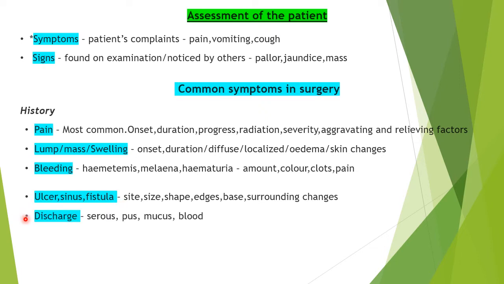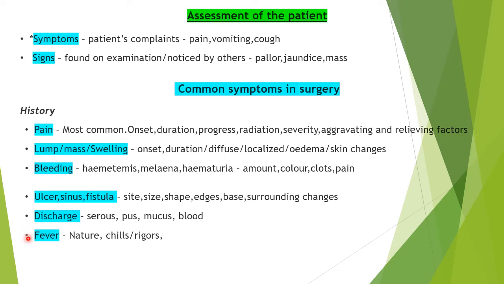Then discharge from the wound or the swelling that the patient complains of. You must be able to find out whether it is serous discharge, yellow in color, pus discharge, or mucus. Very important, whether there is blood-stained discharge, which is usually a sign of malignant change.